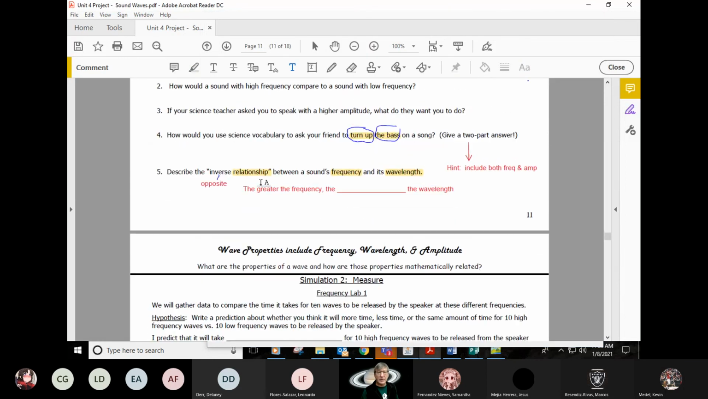Here's another way you could do it. Maybe you want to do both of these, one for high frequency, one for low frequency. The lower frequency, what happens to the wavelength?